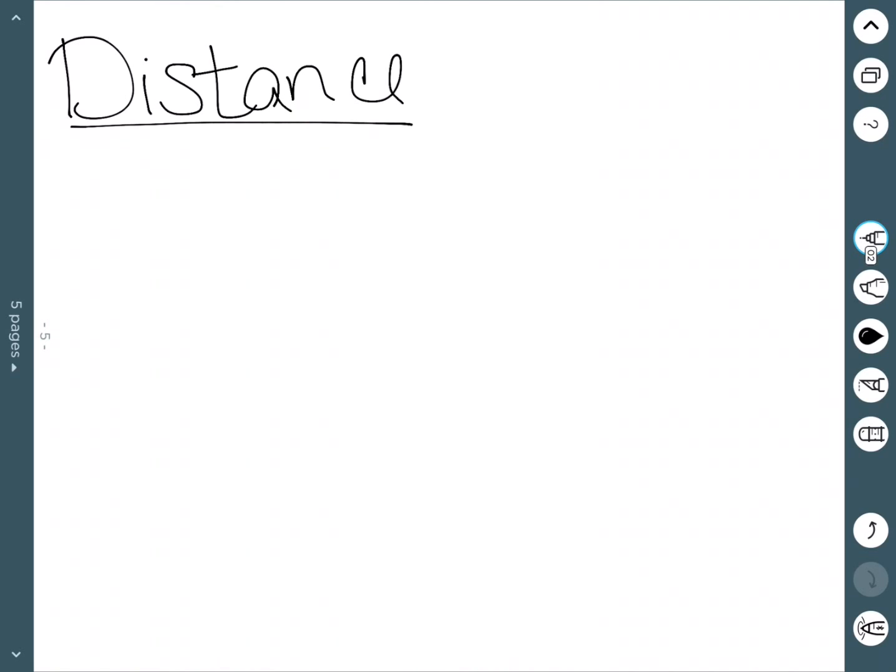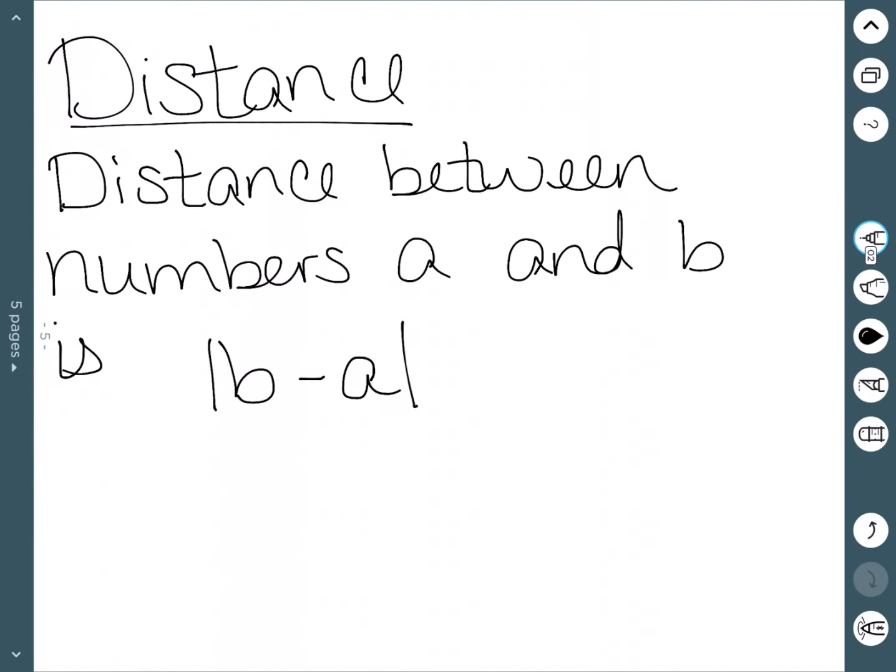While the absolute value does tell us the distance a number is from 0, maybe we want to know how far two numbers are apart from each other rather than from 0. And the absolute value can help us with that as well. In general, the distance between two numbers a and b is given by the absolute value of b minus a. So we just need to subtract the numbers and take their absolute value. So let's do some examples on using this.